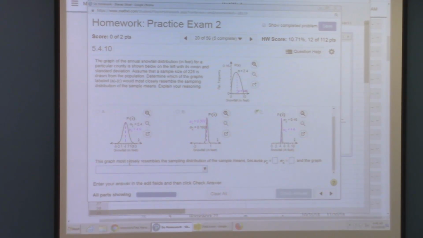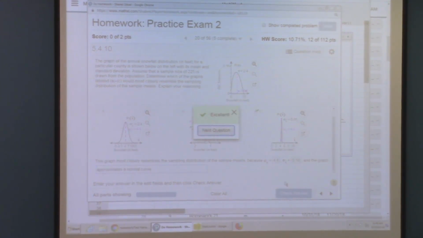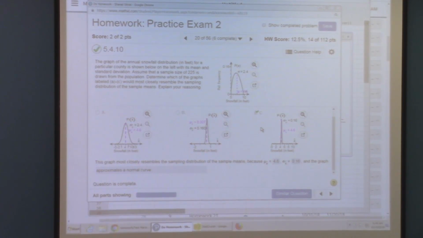Okay, the graph most closely resembles the sampling distribution of the sample means. Mean is 4.6 and standard error is 0.16, and the graph approximates a normal curve, right? Clear about that? Very good, very good.